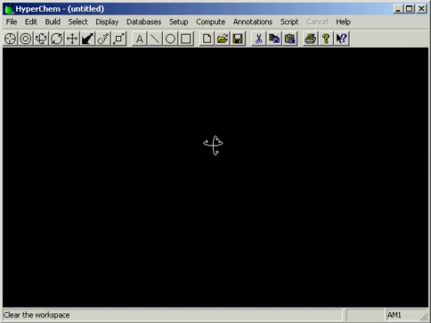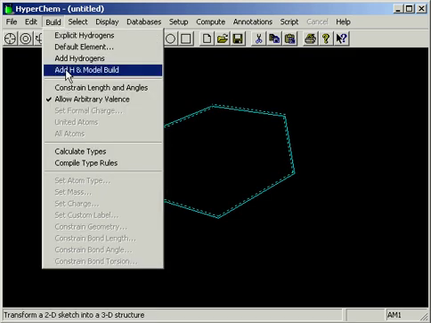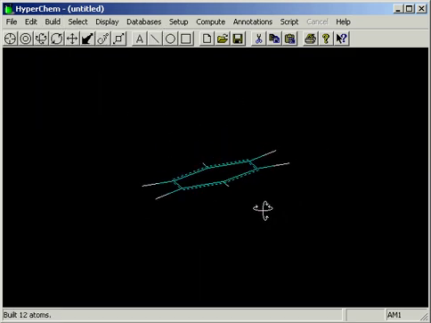This tutorial will illustrate the calculation of the electronic spectrum of a molecule. First of all, we need a molecule. Let's draw good old benzene. So now we have benzene.